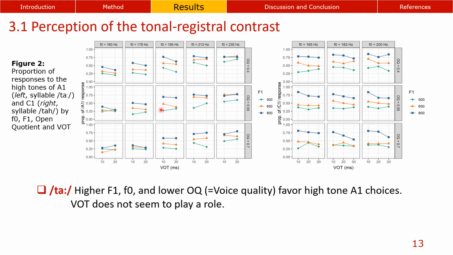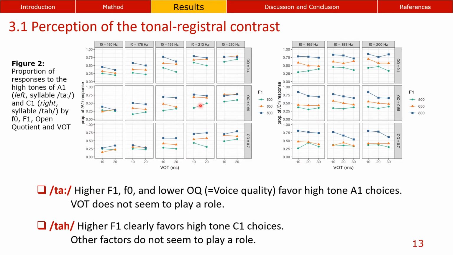For the first syllable, a higher F1, a higher F0, and a lower OQ, or a tenser voice quality, favor high-tone A1 choices. VOT does not seem to play a role. For the second syllable, a higher F1 clearly favors high-tone C1 choices. Other factors do not seem to play a role.